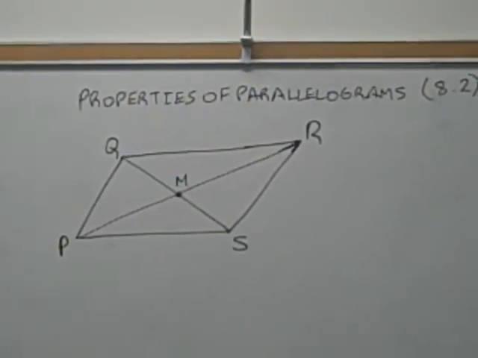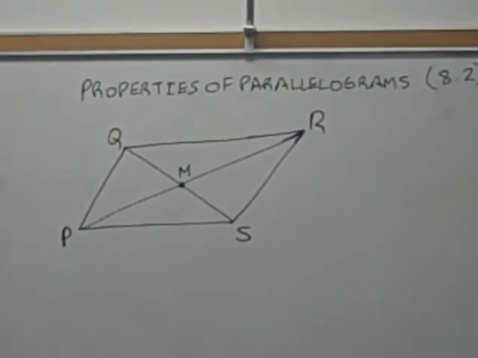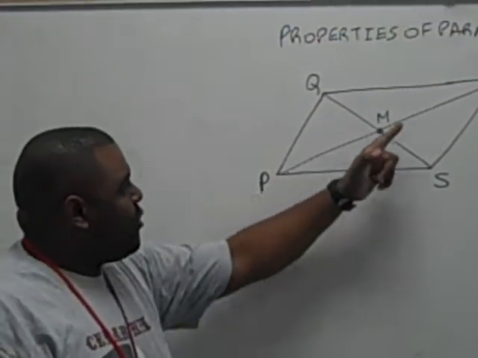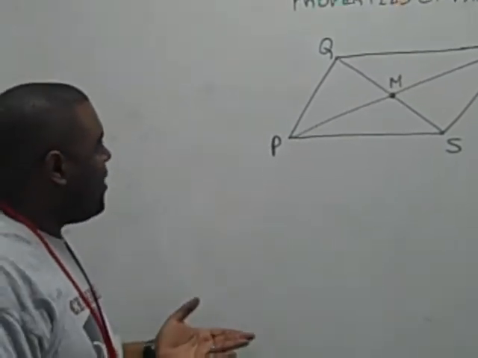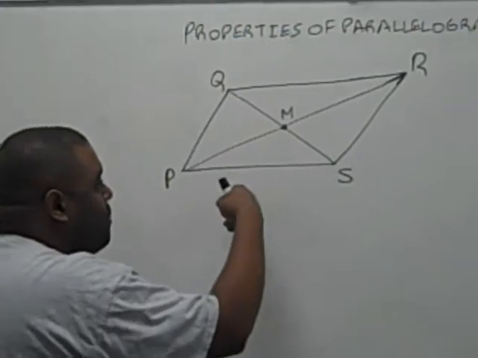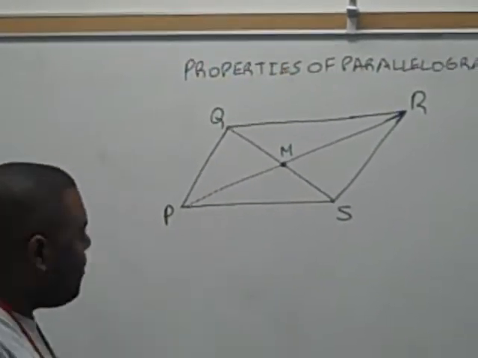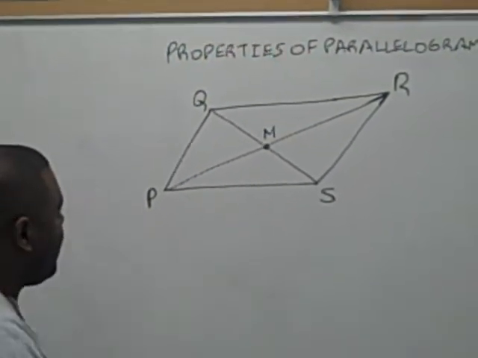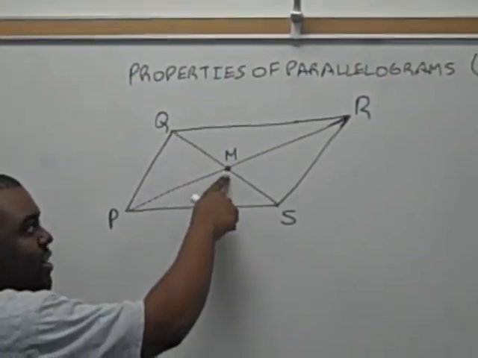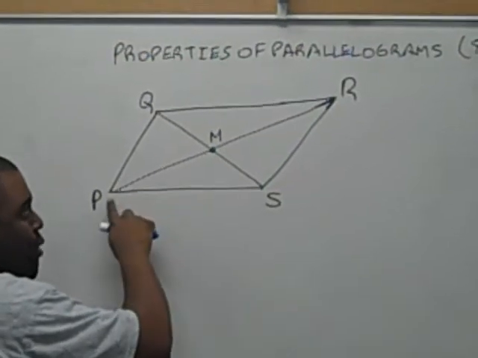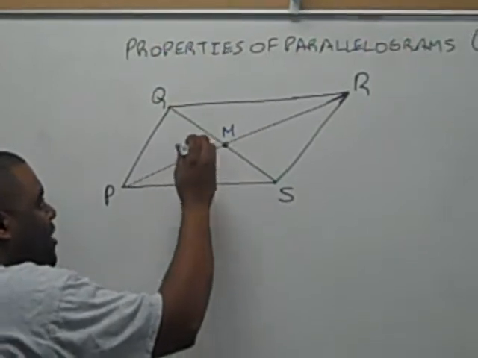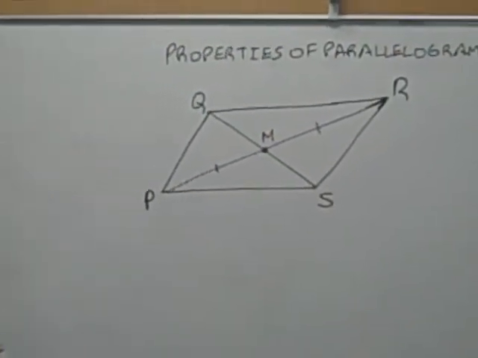But here's the beauty of this parallelogram and the property of it. When these diagonals are drawn, something happens. And what happens is that it actually bisects the diagonal. What I mean by that is that if you go from P to R, which is a diagonal, and M is right here, this happens to be the midpoint of PR. Okay, so I can make a mark on both of those.